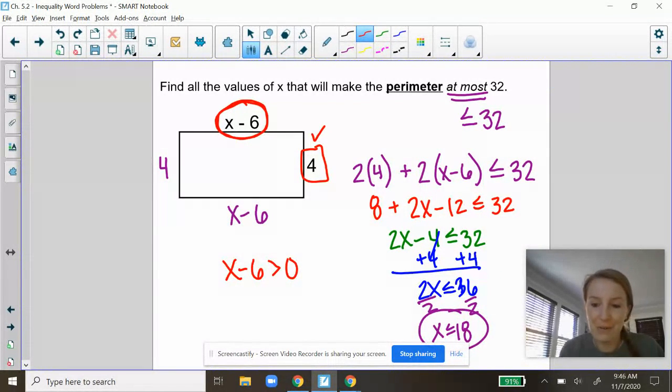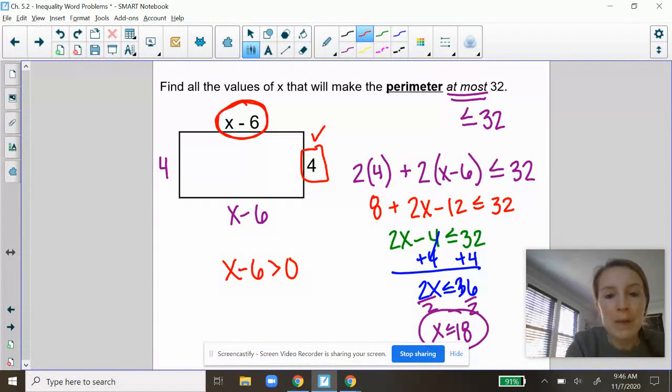Right? I can't have a rectangle if one of the sides is less than 0. It just won't exist. So I need to think of my second restriction. I would set up another inequality of x minus 6 is greater than 0. I would add 6 to both sides, and I know that x has to be greater than 6.